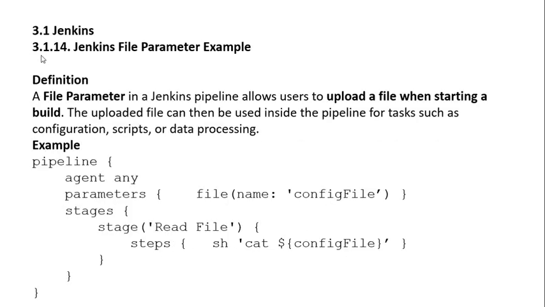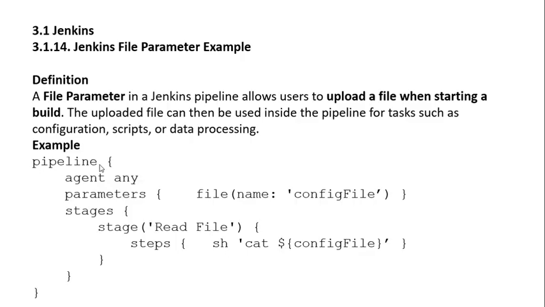And the other subtopic is 3.1.14, Jenkins file parameters examples. File parameters in Jenkins pipelines allow the user to upload files and then start a build, and the uploaded files can then be used inside the pipeline for tasks such as configuration scripts and data processing.